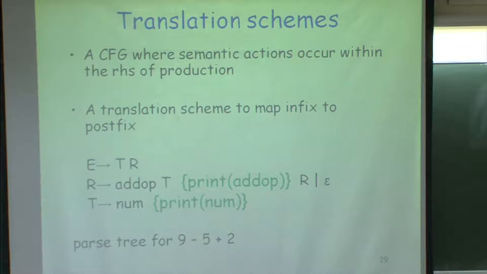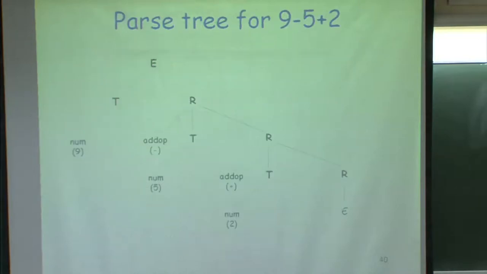So if I now say that I want to parse, let's say, 9 minus 5 plus 2, and I want to print a postfix for this, the first thing I will do is create this parse tree. Okay? So this is the parse tree for 9 minus 5 plus 2. You have already seen this.